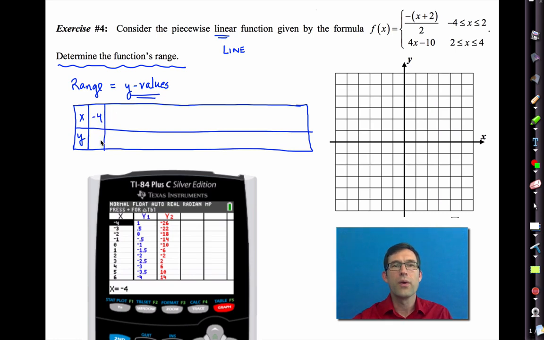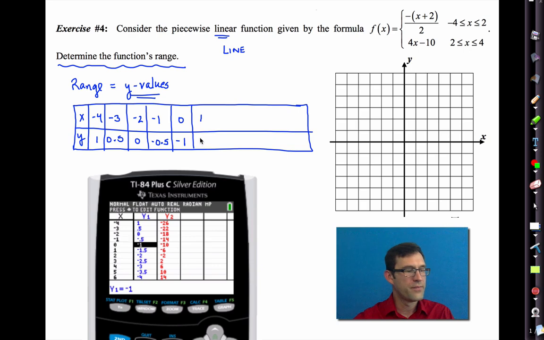And then in the table, I can see that my y value at -4 is equal to 1. Then at -3, my y value is 0.5. At -2, my y value is 0. At -1, sorry, I have to do a little bit of cheating here. It's at -0.5. At 0, it's at -1. At 1, it's at -1.5. And at 2, it's at -2.